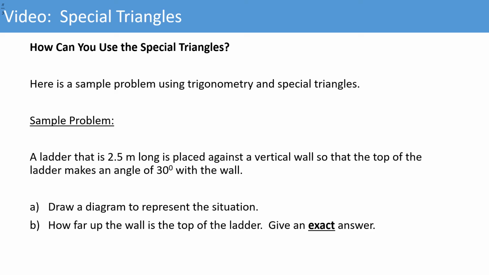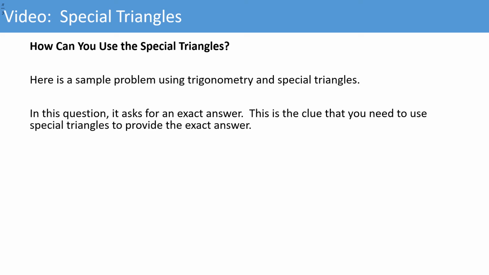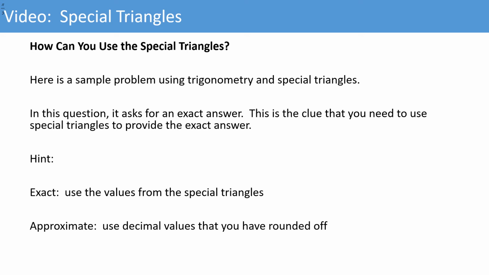Whenever you see the keyword exact in a question, you know you must use special triangles. Here's the hint. Use the values from the special triangles because it says exact. If it did not say exact, you would be finding the approximate value. And that's the decimal value, but you've rounded it off.